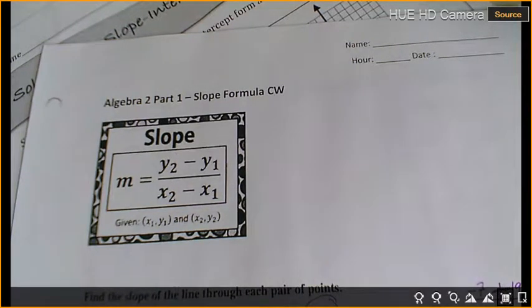Your slope equation is right at the top. You're just doing that equation. We're doing number 4. It shows you right underneath the equation in the box how you're supposed to label the points. X1, Y1, X2, Y2. Makes sense. So you're just splitting the 2 in half.